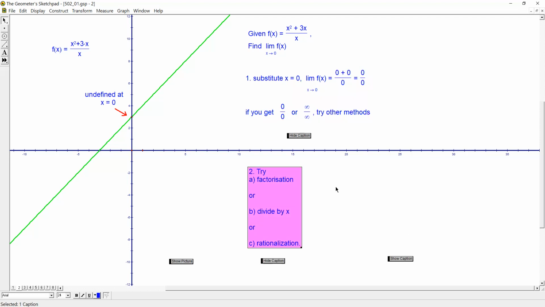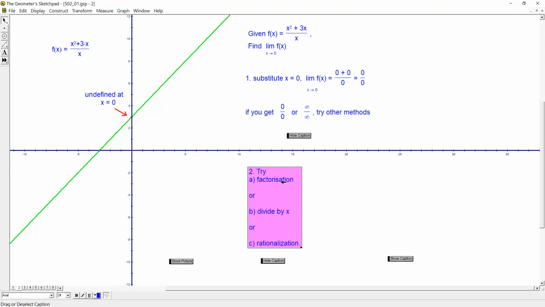You try to factorize, or you try to divide by x, or you try to rationalize the function. Now you have learned about rationalization in Form 4 first chapter, I think, or third chapter, something like that. Before, when you learn indices, first chapter is what? Function. Second chapter is what? Quadratic equation, quadratic function. Third chapter, I think, rationalization, indices, and logarithm. Okay? So you learn about rationalization.